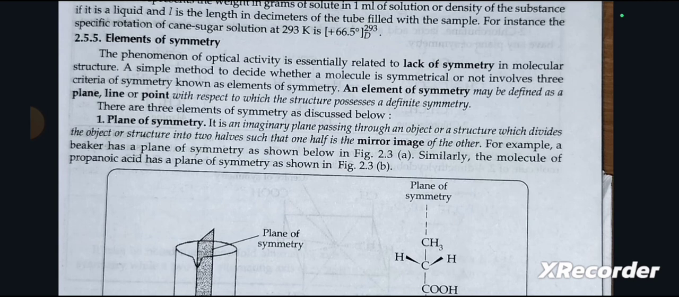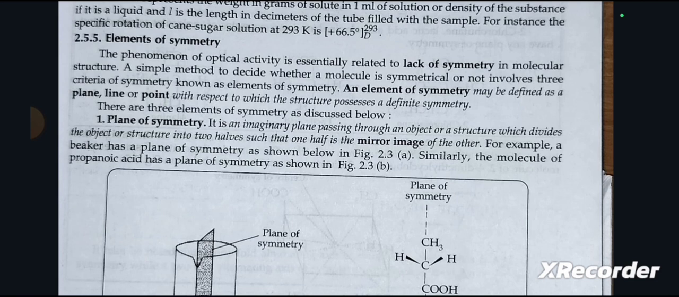2.5.5. Elements of symmetry. The phenomenon of optical activity is essentially related to lack of symmetry in molecular structure. A simple method to decide whether a molecule is symmetrical or not involves three criteria of symmetry known as elements of symmetry. An element of symmetry may be defined as a plane, line or point with respect to which the structure possesses a definite symmetry. There are three elements of symmetry as discussed below.